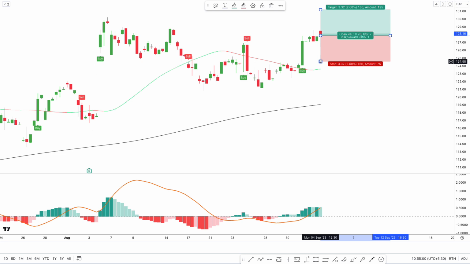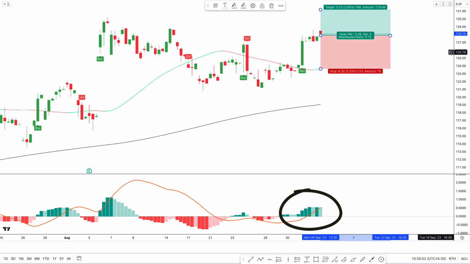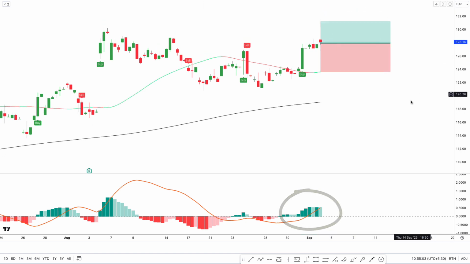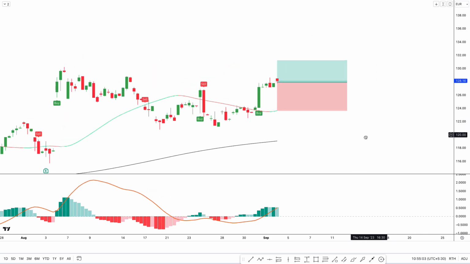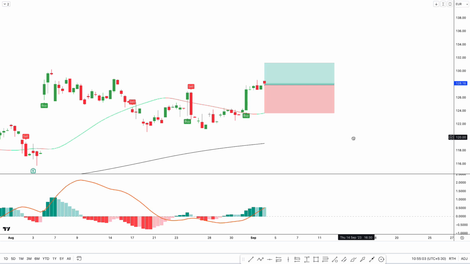Lastly, we want to ensure that there is enough bullish momentum in the market to push the price in the direction of our trade. For that, we're going to make sure that this last histogram bar of the MACD indicator is colored green. Also, we want to make sure that this signal line is above the 0 line of the MACD indicator. If the signal line happens to be below the 0 line, that setup becomes invalid.